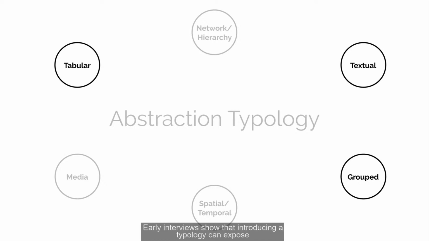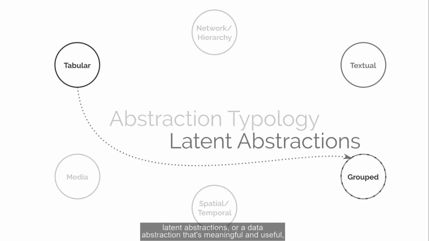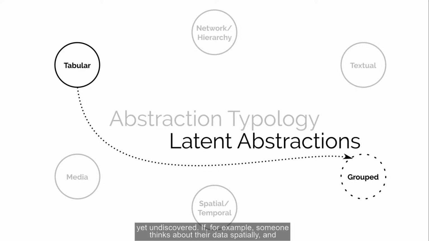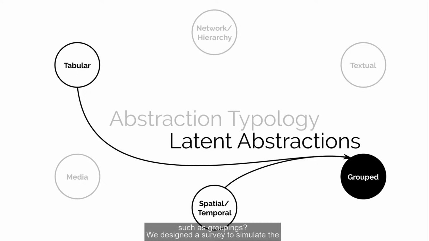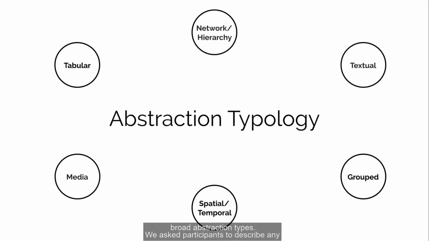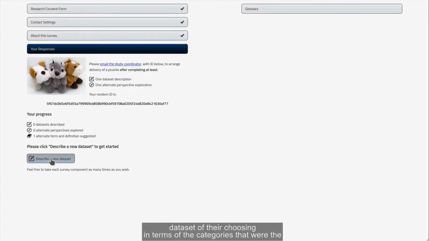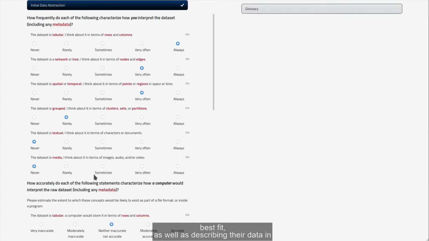Early interviews show that introducing a typology can expose latent abstractions, or a data abstraction that's meaningful and useful, yet undiscovered. If, for example, someone thinks about their data spatially and they also think about their data as a table, what happens if you introduce a concept that they don't normally think about, such as groupings? We designed a survey to simulate the process of pursuing latent abstractions. Using an abstraction typology with 6 broad abstraction types, we asked participants to describe any dataset of their choosing in terms of the categories that were the best fit, as well as describing their data in terms of a category that they felt fit the least.